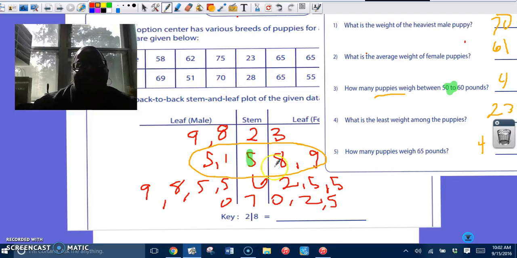So hopefully that is not as painful as I think it might have been, but we'll also give another practice with this in class. But this double stem and leaf, this back-to-back stem and leaf is not going to be on your quiz or any test. It's just a little bit of extra practice so you can get the concept on how to do these.